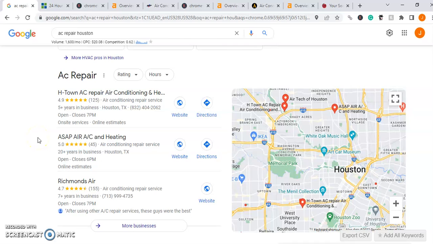Now, citations are all the different places your business's name, address, and phone number are listed online. Some popular citations are things like Yellow Books, Yellow Pages, Facebook, Instagram. All those are different citations you can give for your business, and they all help with your Google My Business profile. So let's take a look at how many citations each of these companies has and determine how many you'll need to go in and start outranking them.